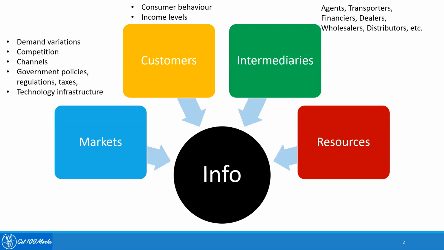The next is you will need information about intermediaries, because you need these intermediaries to run your business. So these can be your merchants or agents or merchandisers, transporters who help in logistics, financiers who might help in financing of loans to your customers for buying your product. These can be dealers, wholesalers, distributors. So all of these intermediaries, you need information about their presence, their existence for you to operate in that particular country.